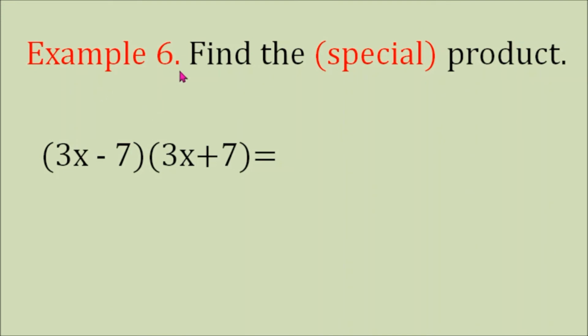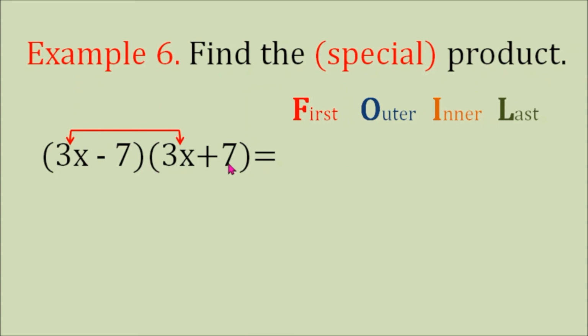Example number 6, find the product of the quantity 3x minus 7 times the quantity 3x plus 7. Again, it's a special product because the terms are the same, 3x and 7. The only difference is the sign of the second term. Now we are going to use the FOIL method again. Product of the first terms, that's 3x times 3x, that's 9x squared.